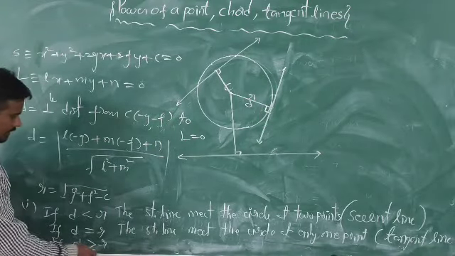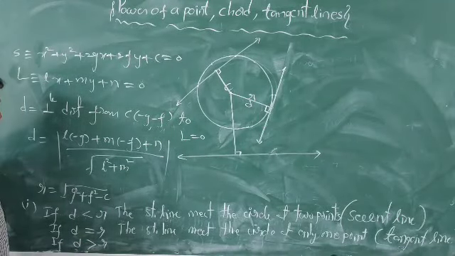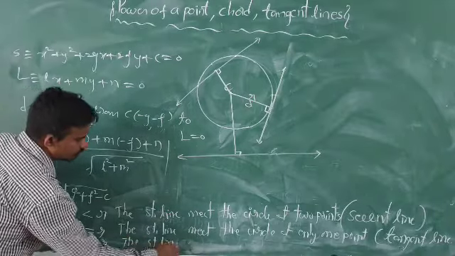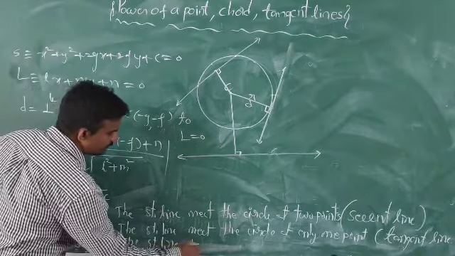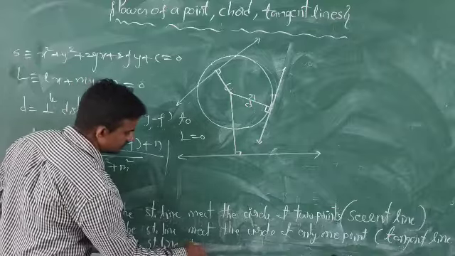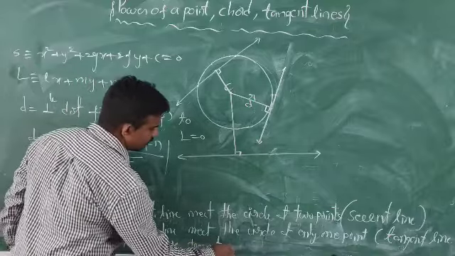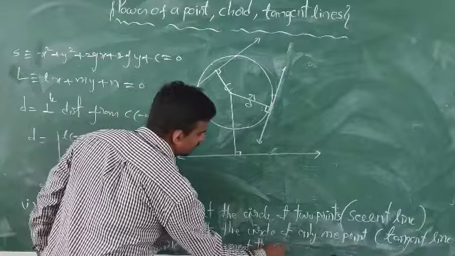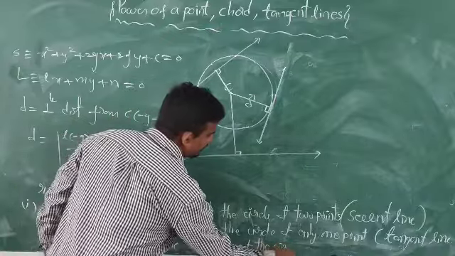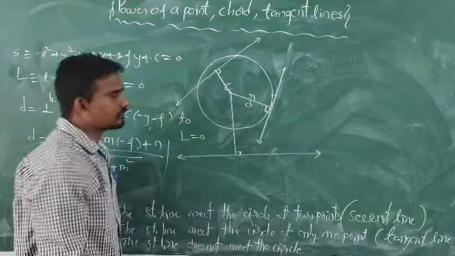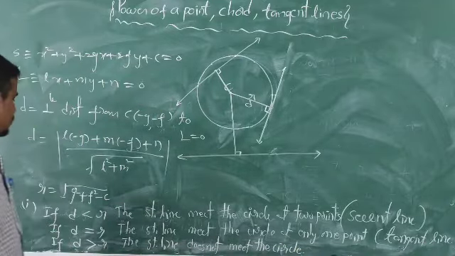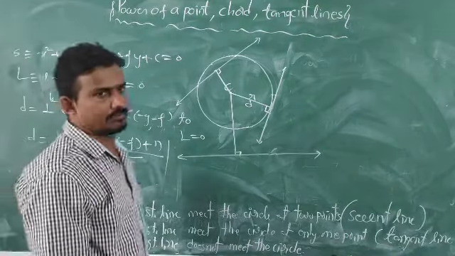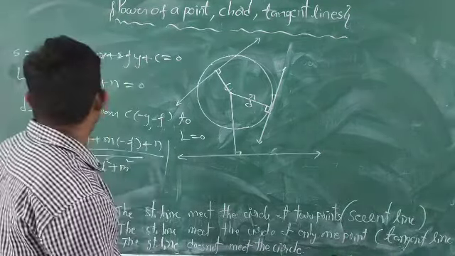And what happens when d is greater than r? Nothing. The straight line does not meet the circle. That's all. This is the way of finding the position of a straight line with respect to the circle on the same plane. Okay? Good.